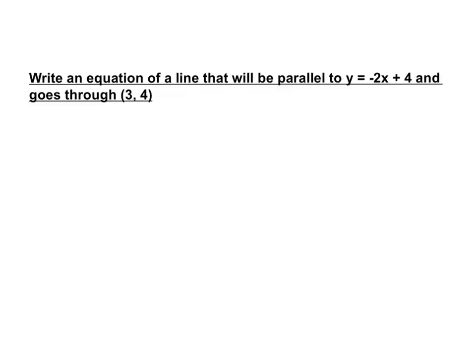Let's look at some examples, okay? So one of the types of problems you're going to have to do is something like this. We're going to write an equation of a line that's parallel to y equals negative 2x plus 4 and goes through (3, 4). This is very similar to the types of problems we just looked at. Even with parallel lines and perpendicular lines, we still need two things in order to write an equation. We need the slope and we need the y-intercept. So what do we have here?